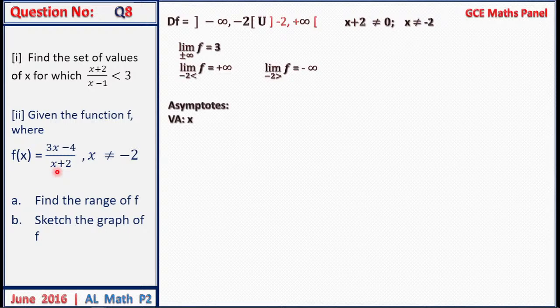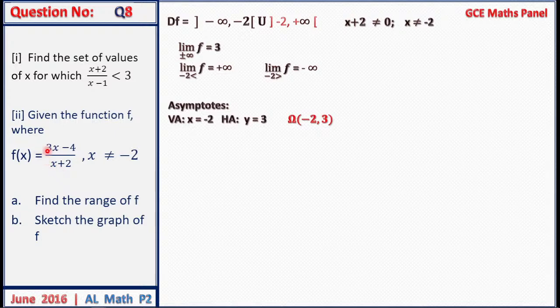From here, you can now get the asymptotes. The vertical asymptote, you can see it from the domain of definition. Now x should not be equal to minus 2. So x equals minus 2 is the vertical asymptote, the value of x that will make the function undefined. And the horizontal asymptote is obtained by taking the limit as x tends to infinity. As x tends to plus infinity, we had 3. As x tends to minus infinity, we have 3. Therefore the line y equals 3 is the horizontal asymptote.